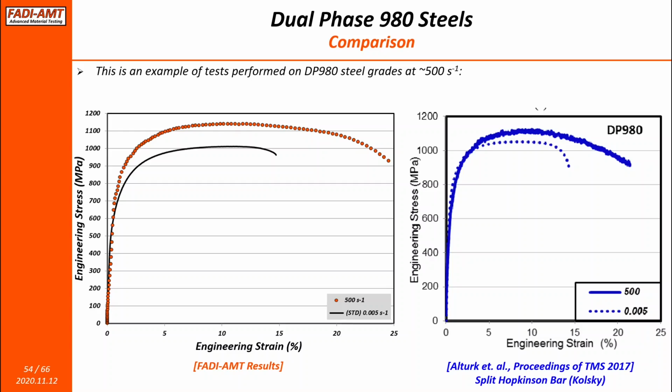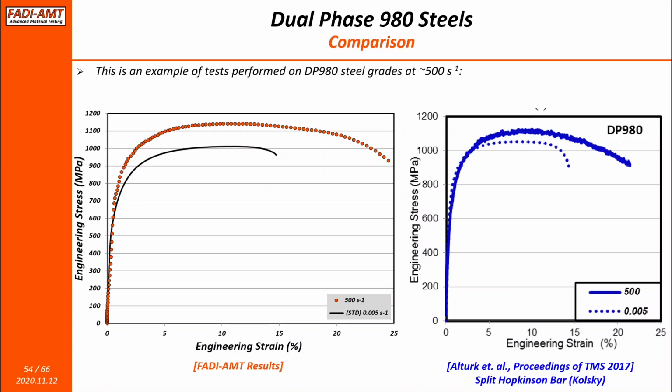This is a nice comparison with data obtained by Kolsky bar. On the right-hand side, this is DP980, a standard workhorse material for the automotive sector. It's a 1,000 megapascal grade, basically. And the curve on the right-hand side was obtained with Kolsky, split Hopkinson bar, which is known to be high-quality data anyway. And you can see the curve is good.